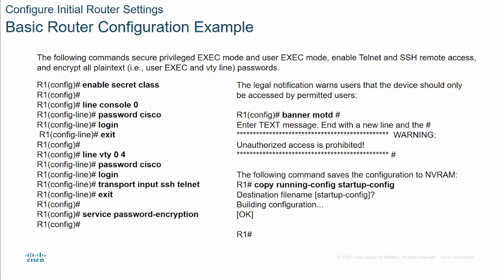All right, so now the following commands secure privileged EXEC mode and user EXEC mode, enable telnet and SSH remote access, and encrypt all plain text. For example, enable secret class, then line console 0. So when using console port 0, you put password, login, exit, then configuring SSH. This is exactly what we saw in the previous slide; this is exactly how it is being implemented. The legal information warns users that the device should only be accessed by permitted users.